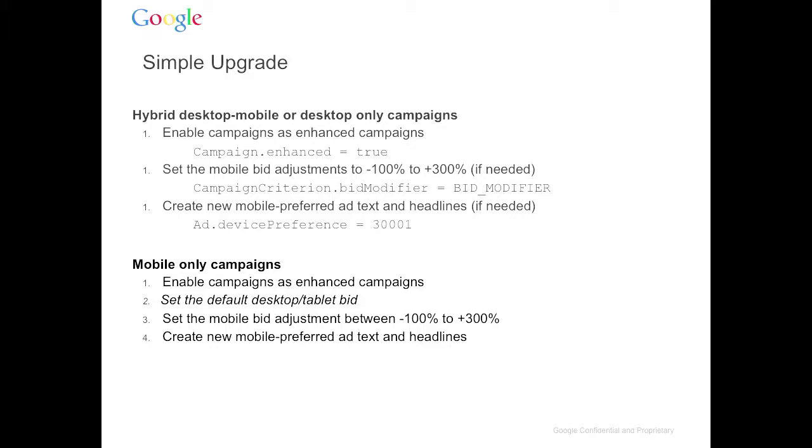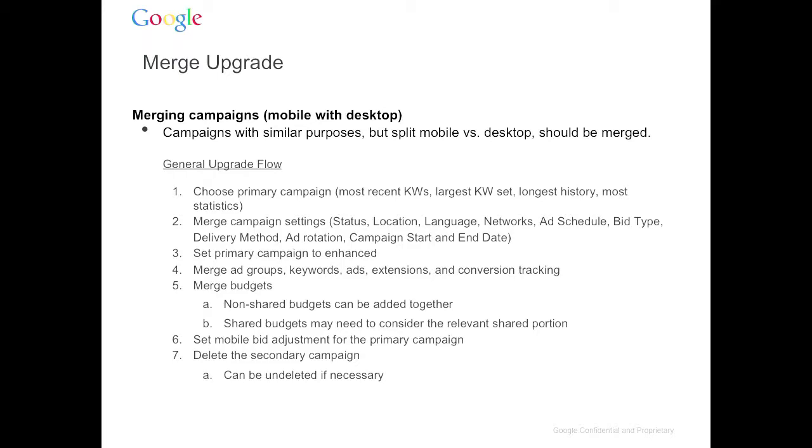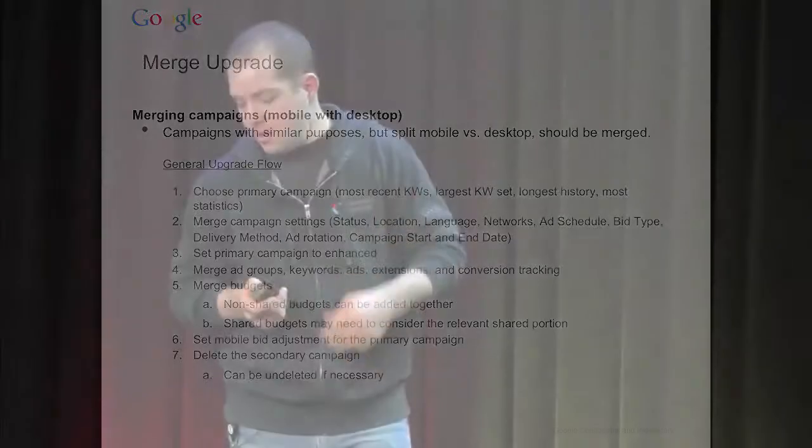Mobile-only campaigns are also fairly straightforward. The only difference is step 2 is to set the default bid for desktop and tablet. Okay, the merge scenario. This is the most complicated thing that you're going to have to handle with enhanced campaigns, and luckily it doesn't apply to everybody. Unfortunately, there's no one-size-fits-all solution here. There isn't a magic bullet, or a magic call you can make, or a magic function that you can write that will upgrade it. It's really account-specific, campaign-specific, very business logic-specific, but here's the general idea of how this should go and the types of decisions you need to make.